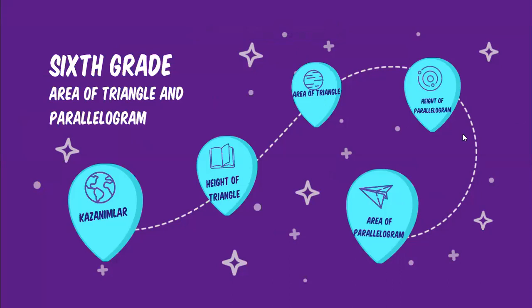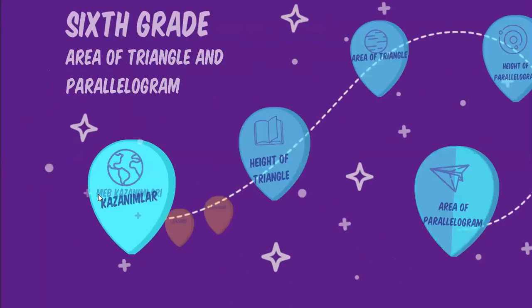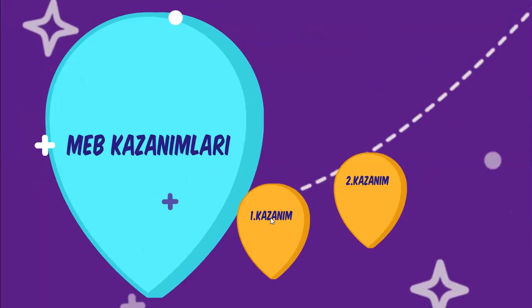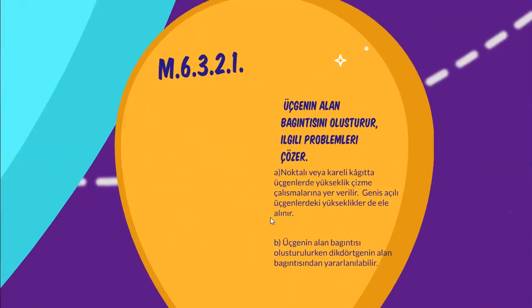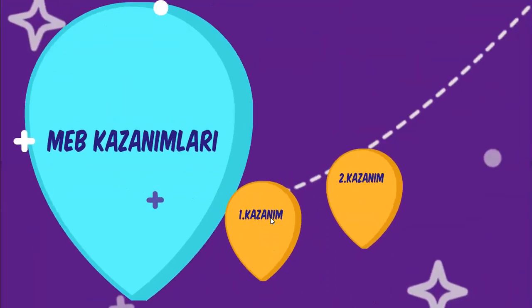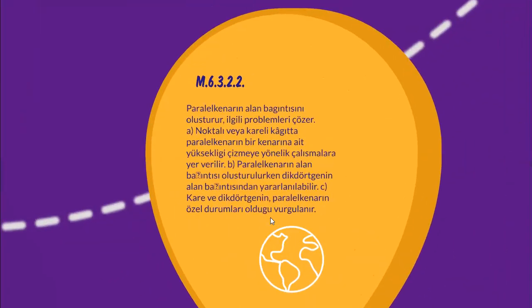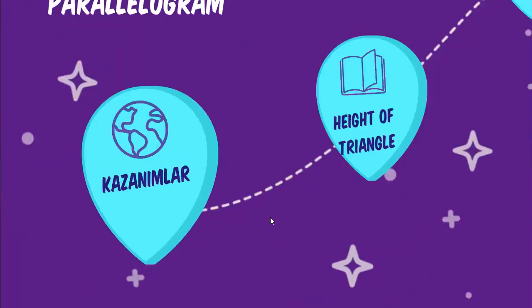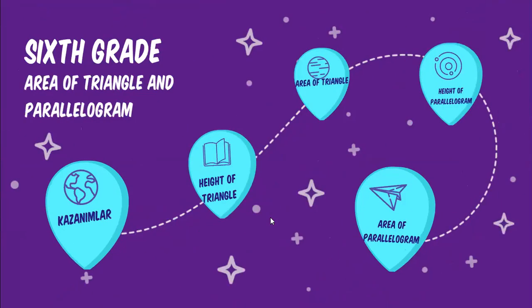Firstly, let's look at goals. First goal is that student can create the area relation of the triangle and solve related problems. The second goal is that student can create the area relation of the parallelogram and solve related problems. Okay, this was our first part.